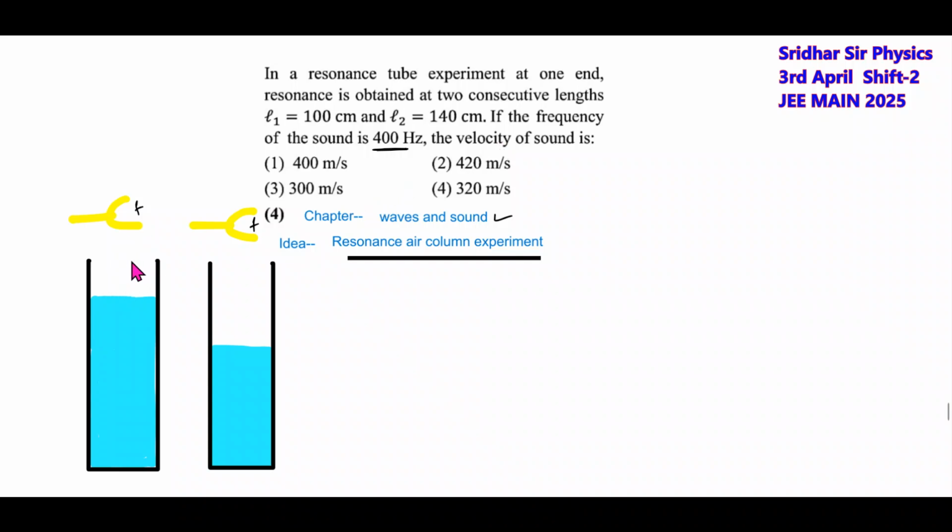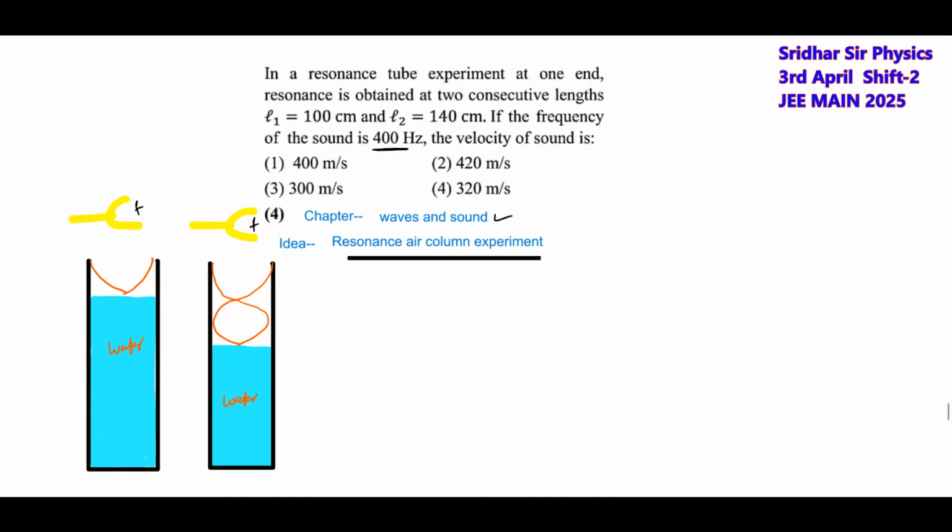At the first resonance, we'll get the half loop. This will be the antinode. This will be the node. There's water, and the level of water I can control. This upper surface of the water will become the closed end and this the open end. Then next we'll get like this, with one end closed.